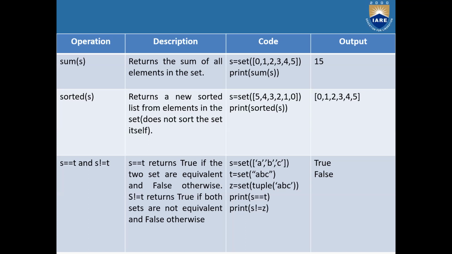If they are not, it will be returning a false value. And coming to S not equal to T, it returns true if both the sets are not equivalent, and returns false if both are equivalent.